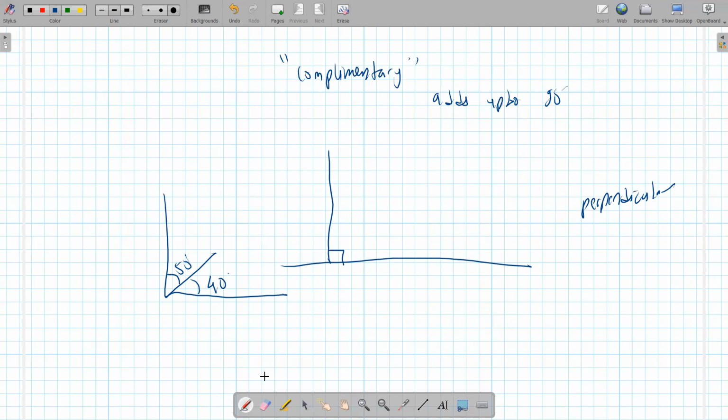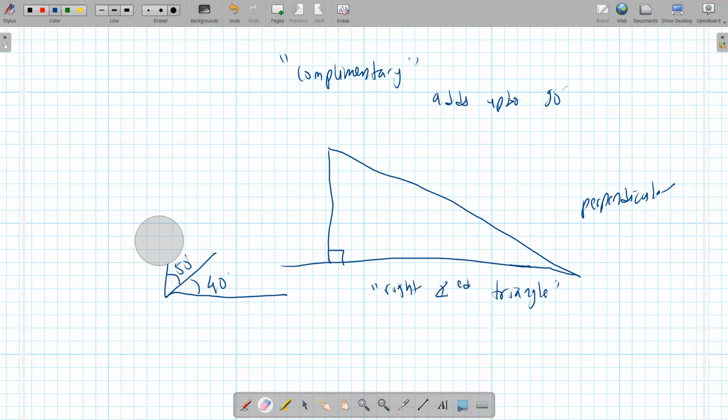Okay. Let's look at a triangle. So this right here is called a right-angled triangle because it has a right angle right there. So this means that's 90 for sure, right? And we know all three angles in a triangle add up to 180. So if this is 90, and then we have two other angles, X and Y, what do X and Y add up to?